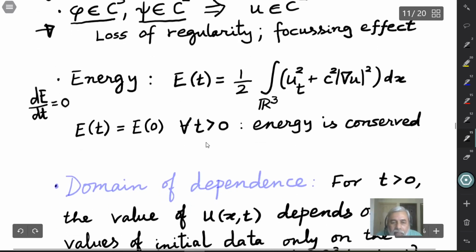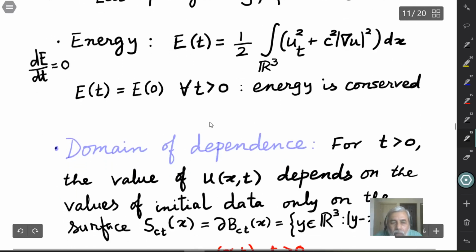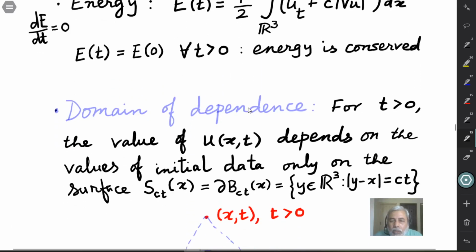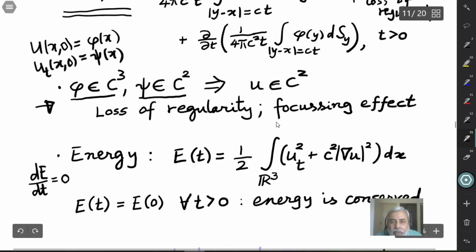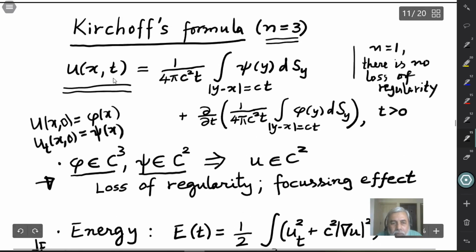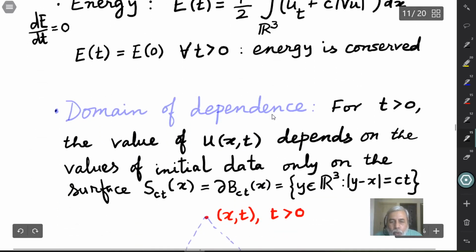Okay, and similar to the n equal to 1 case, now we discuss again domain of dependence, range of influence, etc. So for t bigger than or equal to 0, again look at the Kirchhoff formula. Take any t positive. The value of the solution u at (x,t) depends on those values of y which lie on this sphere. If they lie outside this sphere, they do not contribute to this surface integral, so they do not count. So that is the domain of dependence.